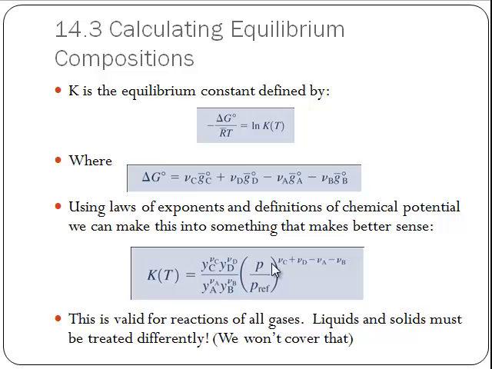If you combine these and use laws of exponents and put the chemical potential into terms that make more sense to most of us, I can get this form here, which is complicated looking, but really not so much. The mole fraction of my products raised to the power of their stoichiometric coefficients divided by the same thing, mole fraction to stoichiometric coefficient powers for my reactants, times the pressure divided by whatever my reference pressure is, all to the new power, the sum of the stoichiometric coefficients of products minus reactants.